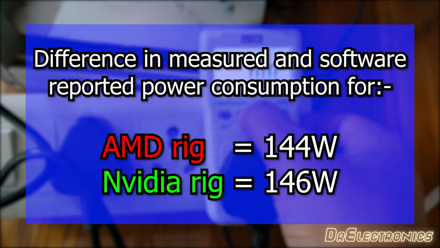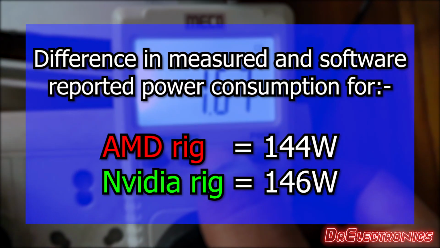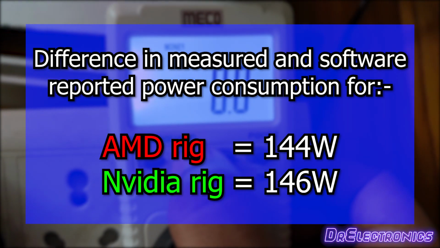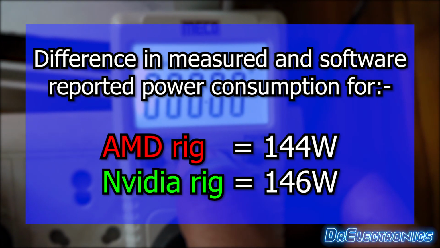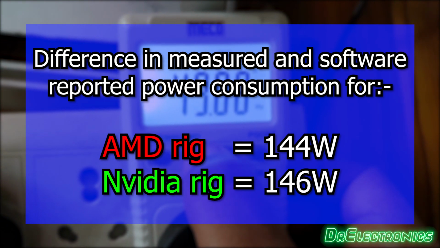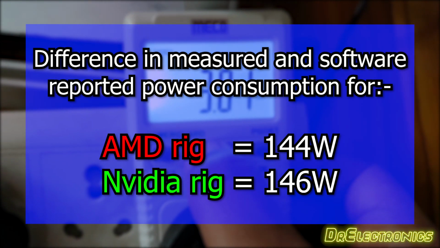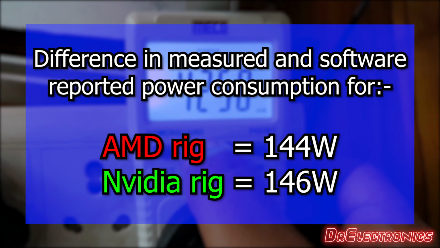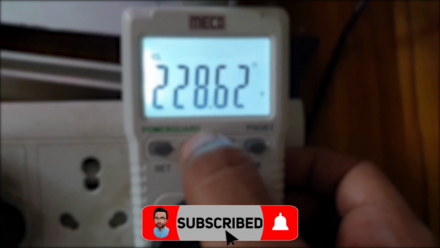It can be concluded by this experiment that the difference between the power measured at the wall and the power consumption reported by the software is about the same for Nvidia and AMD rigs, at least in my case. This also highlights the fact that you need to know your actual power consumption so that you can calculate how much money you are spending mining and what your actual profit is.